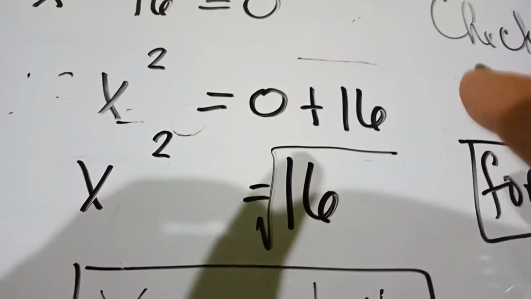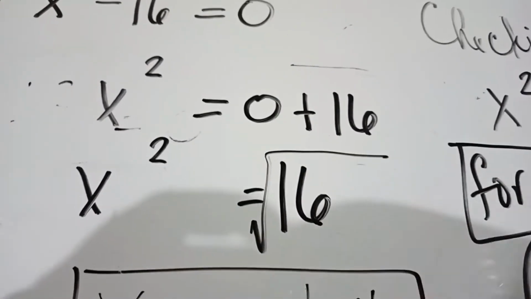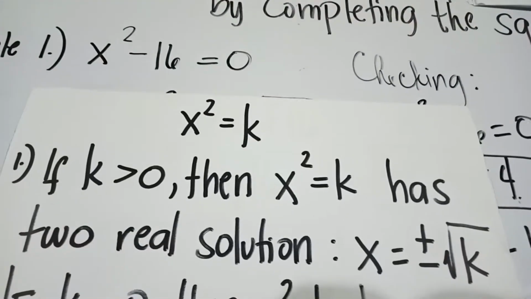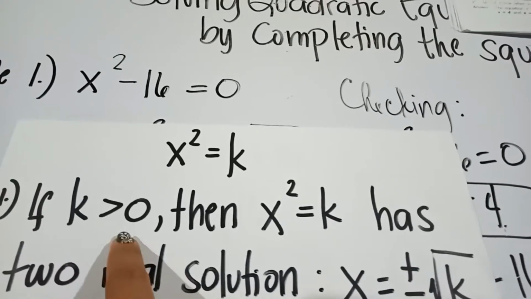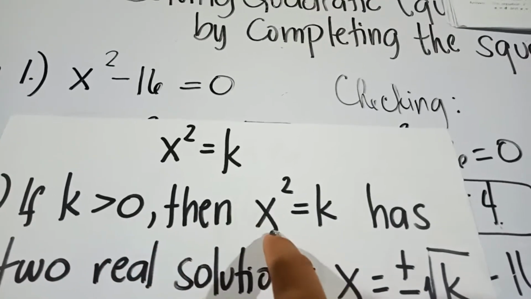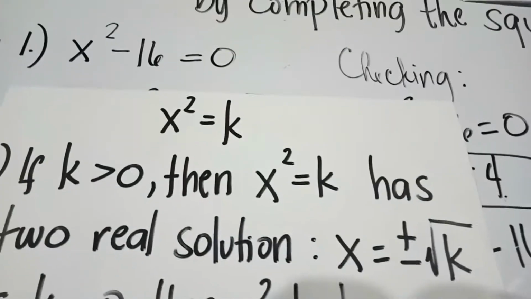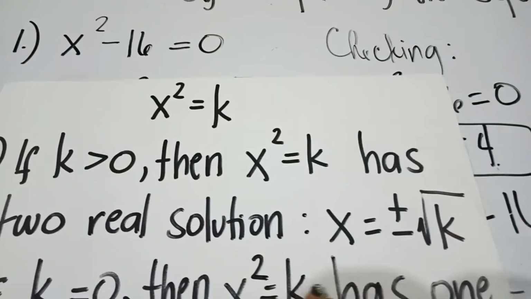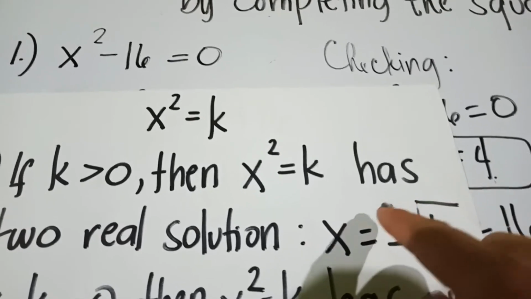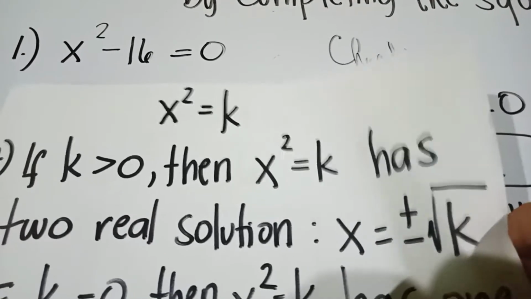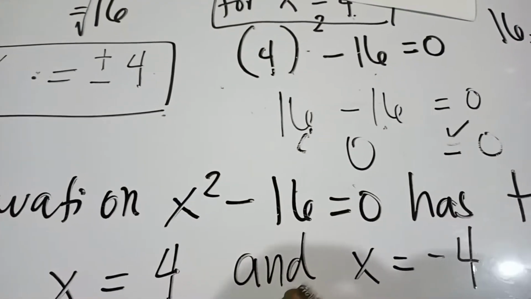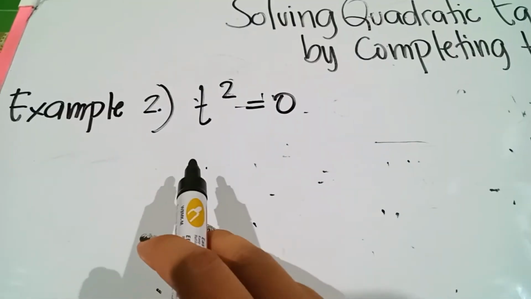Ang 16 ba ay mas malaki kay 0? So, yes. So, therefore, tama lang yung sinabi sa property na if k is greater than 0, then x squared is equal to k has two real solutions. Pag sinabing real, totoo, hindi imaginary. So, kaya ang nakuha nating value ni x ay positive and negative square root of k, na kung saan that is positive 4 and negative 4.